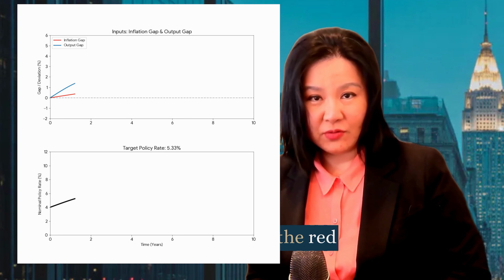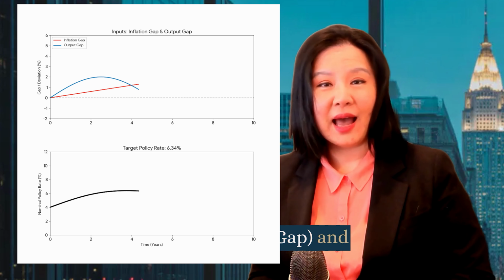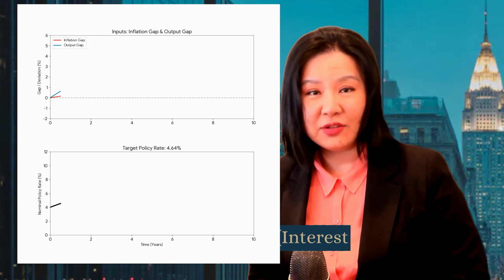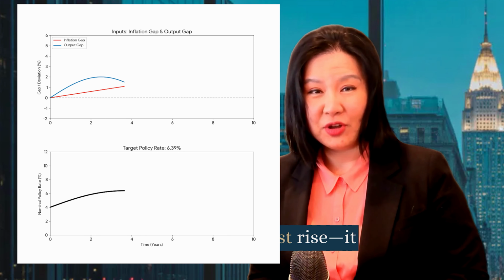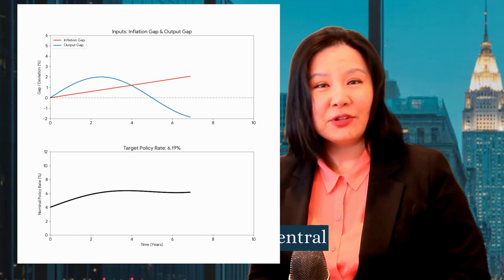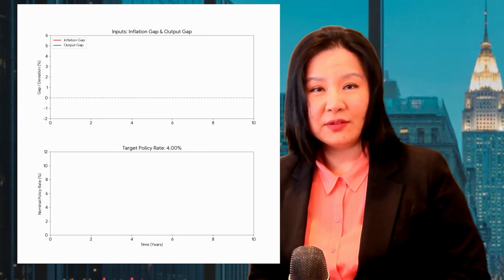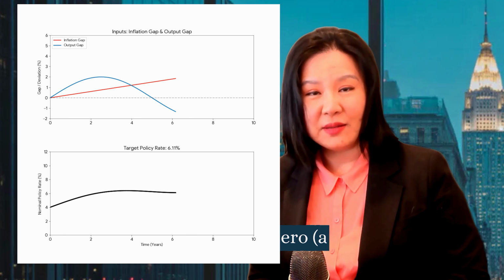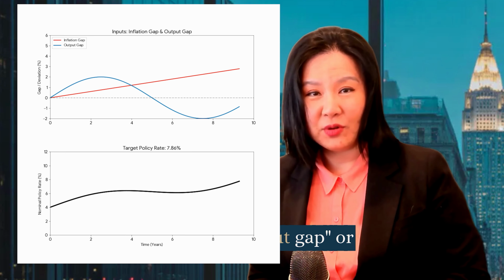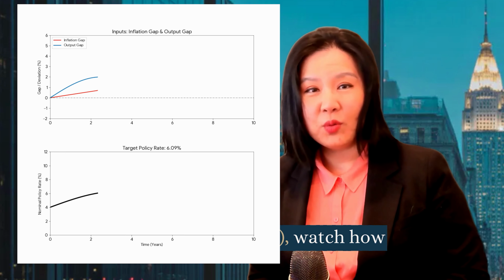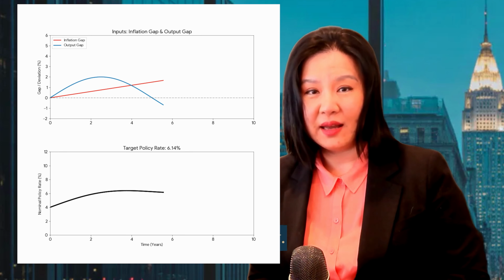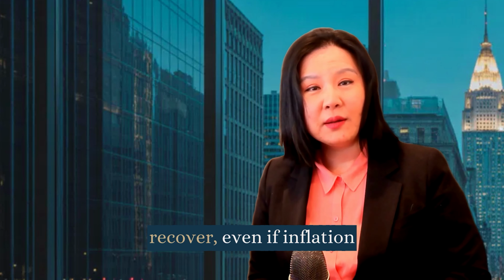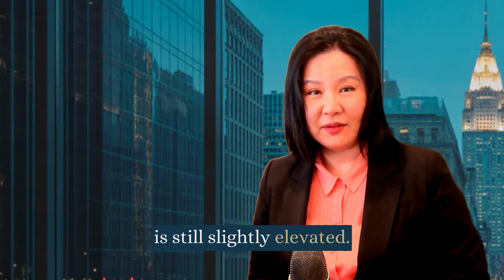Precisely. Watch when the red line, inflation gap, and the blue line, output gap, are both high. The black line, interest rate, in the bottom chart doesn't just rise, it surges. This is the central bank slamming the brakes because the economy is failing both tests at once. When the blue line dips below zero, a negative output gap or recessionary signal, watch how the black line drops quickly. The Taylor Rule tells the bank to ease up on the brakes to help the economy recover, even if inflation is still slightly elevated.